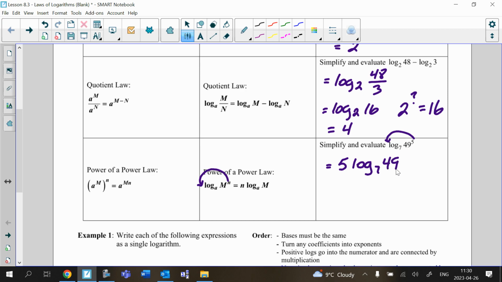Well, what's the log base 7 of 49? In other words, 7 to the what is 49? So this becomes 2, so I get 5 times 2, which is 10. So we can use the log laws to help us evaluate logs that we'd normally have to use a calculator for. We can also use log laws to simplify expressions or expand expressions, which we're going to talk about now.